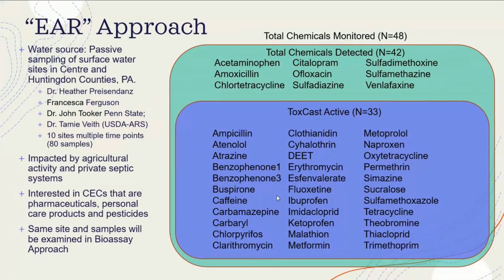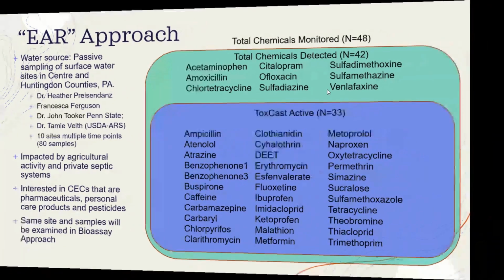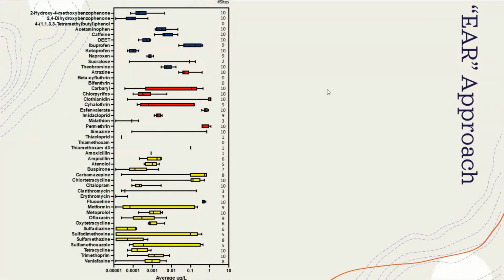So here's an example where we've done the ER approach. These are from surface water samples from collaborators here at Penn State. These are surface water samples that would be impacted by private septic systems as well as agricultural activities. So we have a list of compounds that we're interested in, including personal care products and pesticides. We've actually gone out and measured the concentration and then looked at the ToxCast database. And I'll get back to this, but not all the chemicals that we've detected have information that is publicly available.